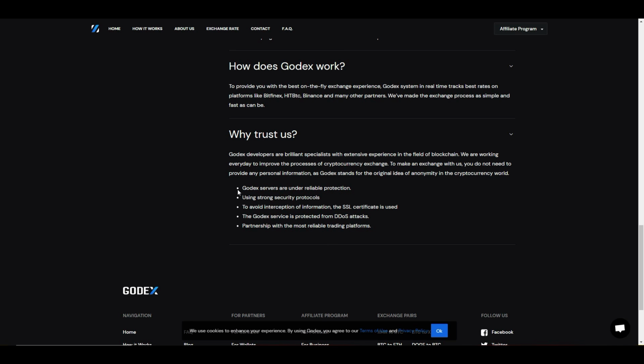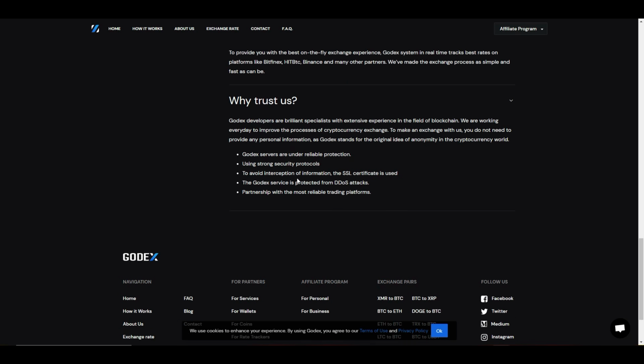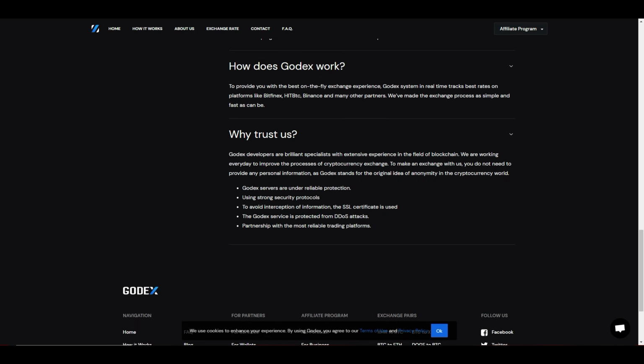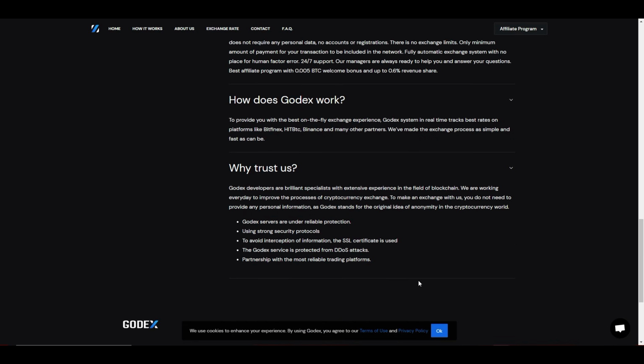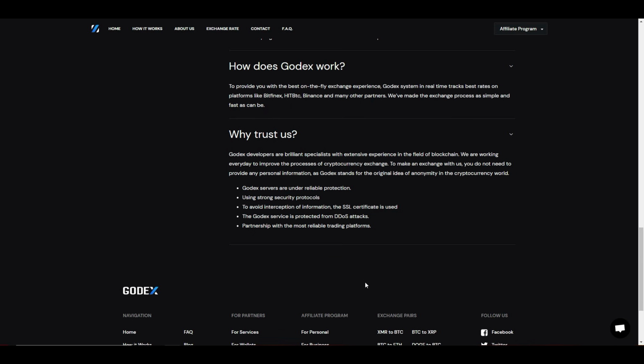So you see it here, just some more points. Godex servers are under reliable protection, using strong security protocols. To avoid interception of information, the SSL certificate is used. So again, guys, using everything that they have on hand to make sure that your safety and you being anonymous is ensured. It's protected from DDoS attacks, and not a lot of exchanges can say that these days, guys. We've seen a lot of crazy stuff happen in crypto, so the fact that they can stand here and say that they're protected from these attacks is great to see.